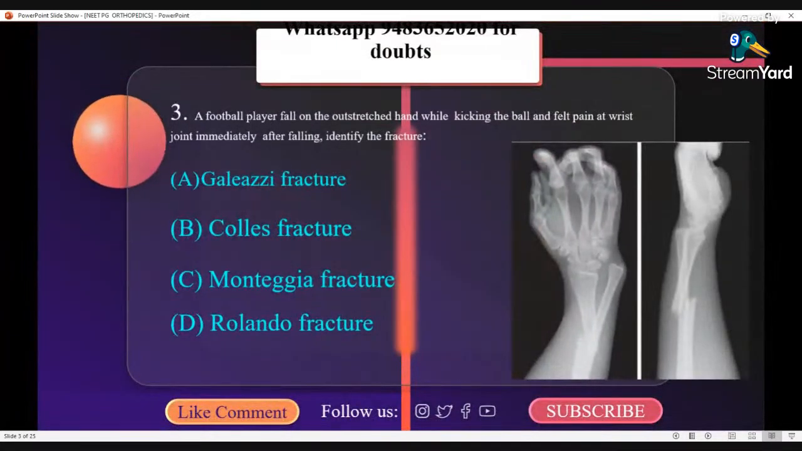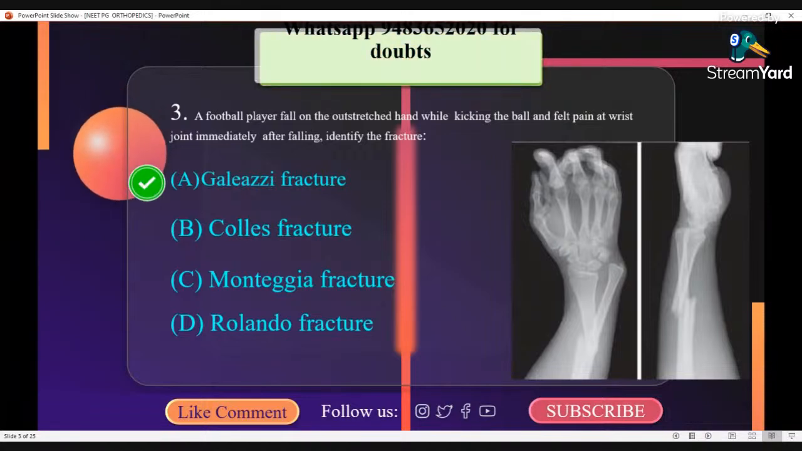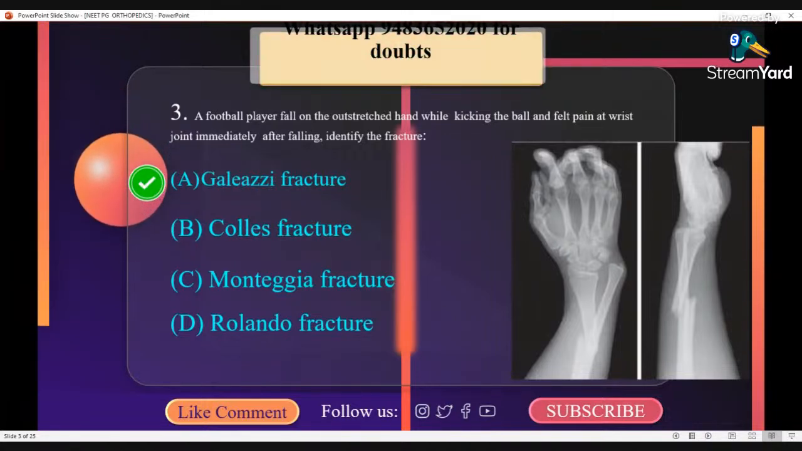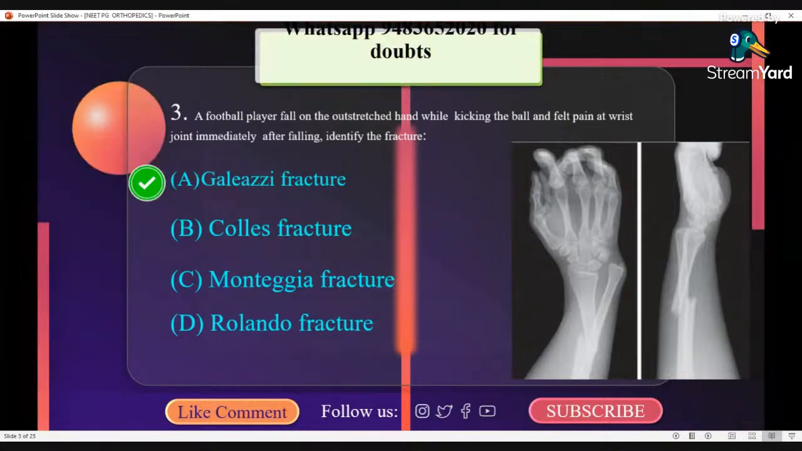A football player falls on the outstretched hand while kicking the ball and feels pain at the wrist joint immediately after falling. It is a Galeazzi fracture. Now we will see what is Galeazzi fracture.